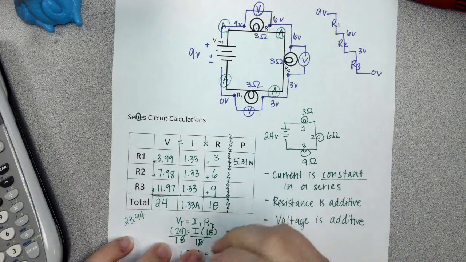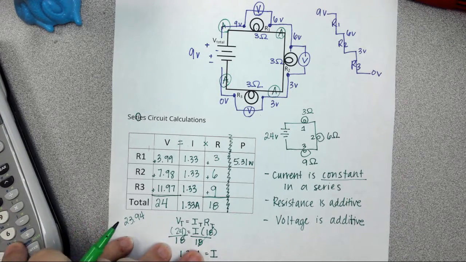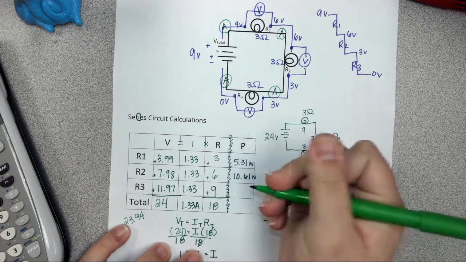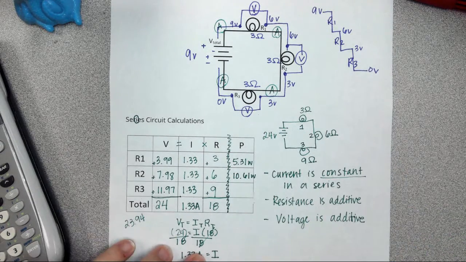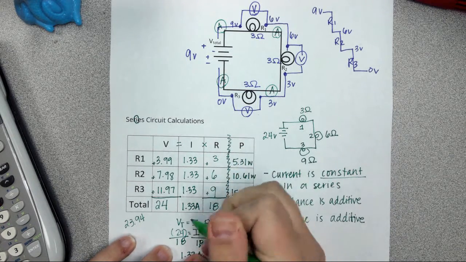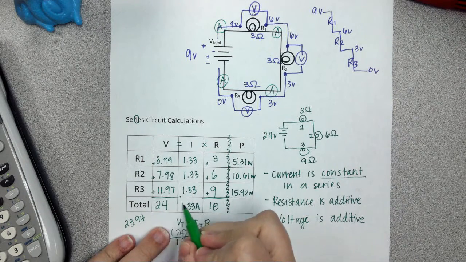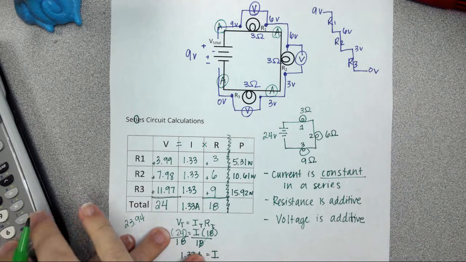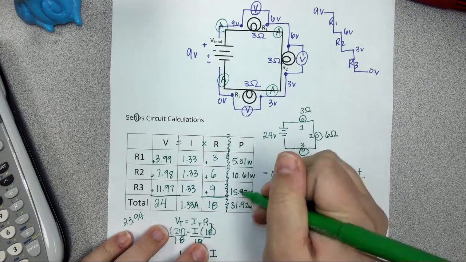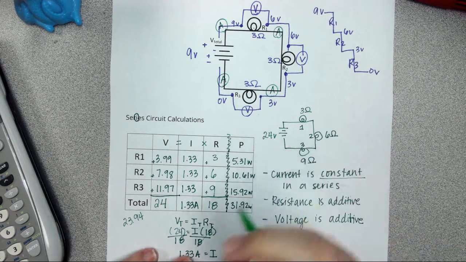7.98 times 1.33 gives us 10.61 watts for light bulb 2, resistor 2. And then 11.97 times 1.33 gives us 15.92 watts. So our total would be our total voltage times our total current. So 24 times 1.33, and that would be 31.92 watts. And if we add those up, we should get something very close to that.